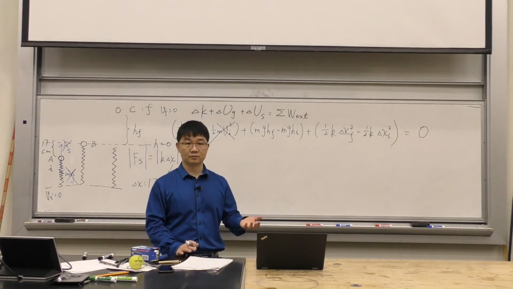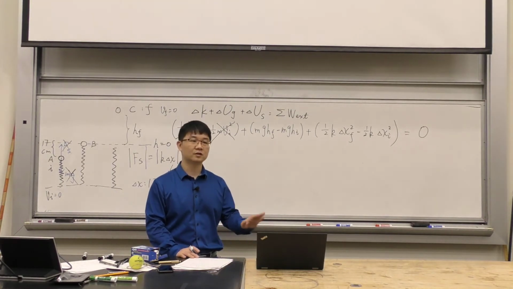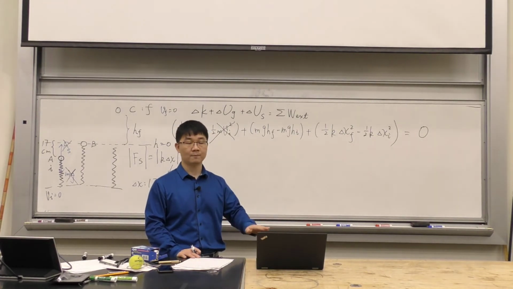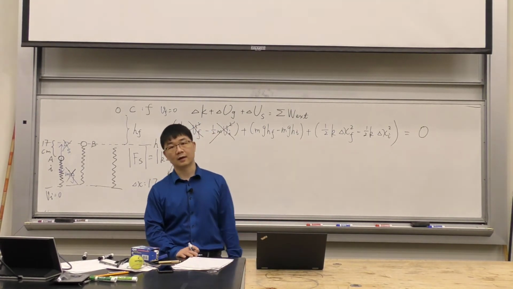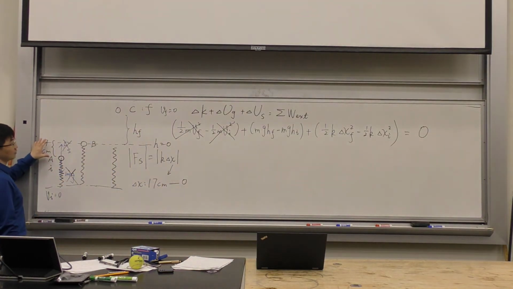Does that freak you out? No, it just means it's the basement. It's lower than the ground floor, right? If you call the ground floor 0 or 1, that's lower than that, okay? So the initial height you plug in is going to be negative 17, okay?